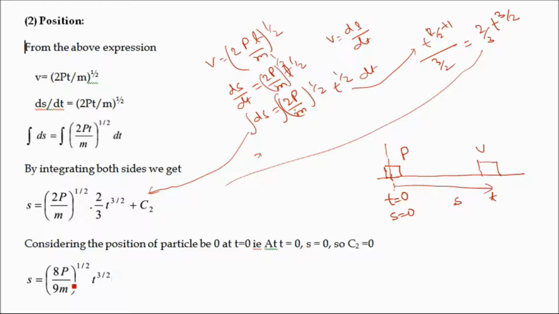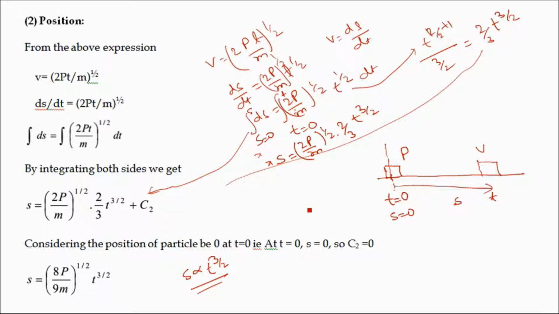So basically we get s is equal to (8P/9m) raised to power 1/2, t to the power 3/2. So s is directly proportional to t to the power 3/2. If I do it through definite integration, then at the limit t is equal to 0, s is equal to 0 as per this figure, and at limit t, when the time will be t, then the displacement will be s. We get s is equal to (2P/m) raised to power 1/2 into 2/3 t to the power 3/2. So the answer comes same.